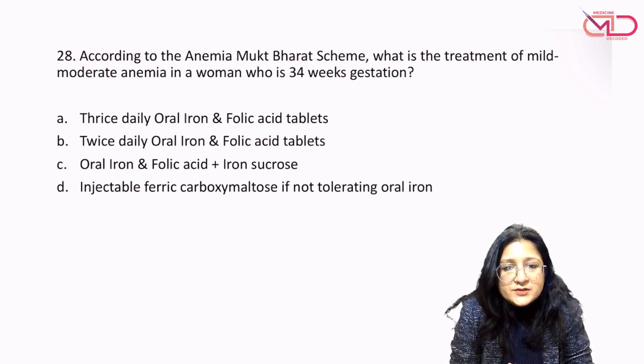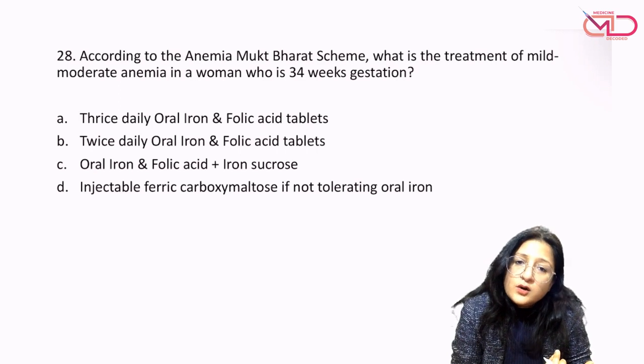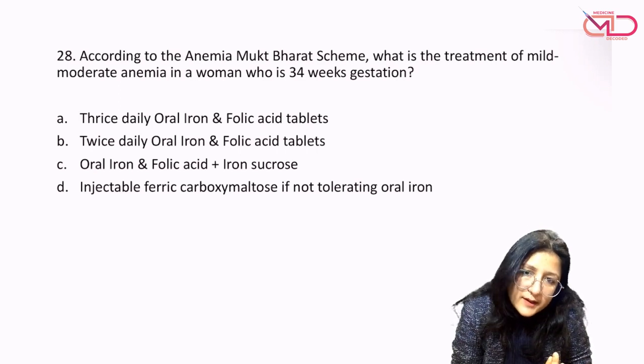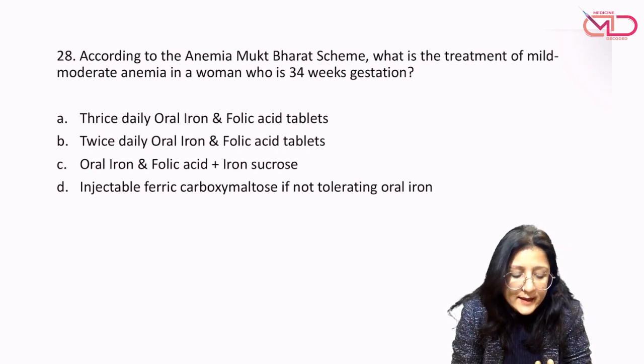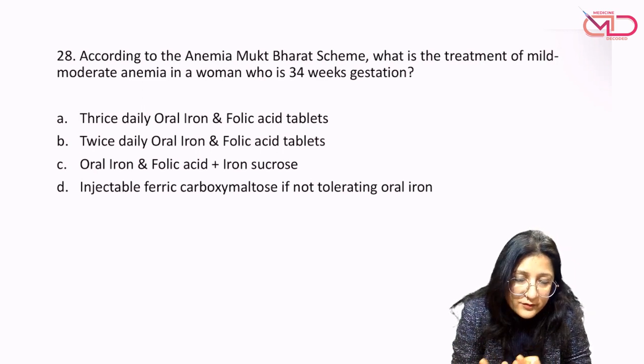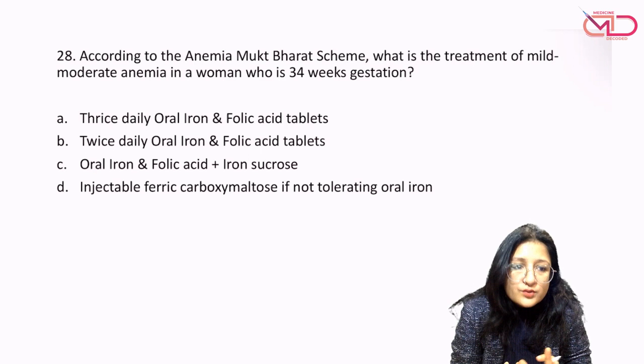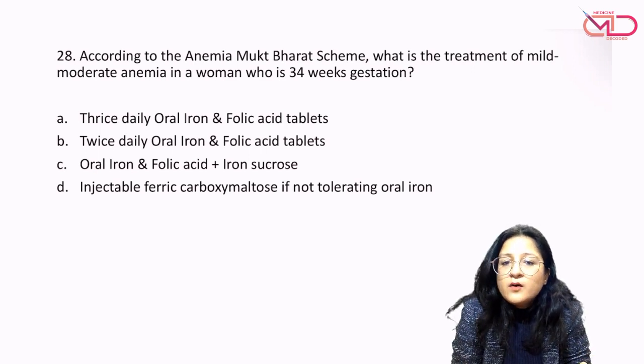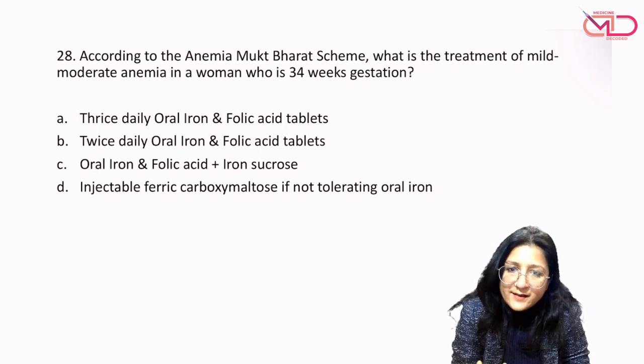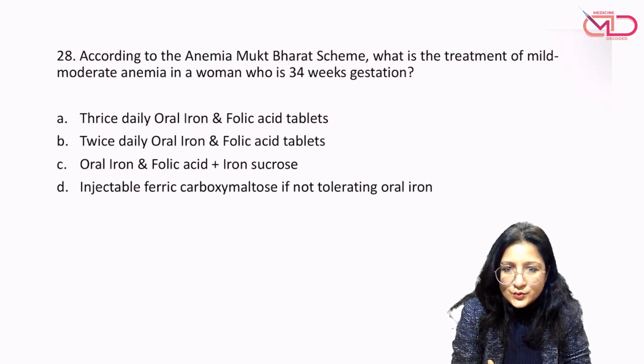The two indications are, one, if the woman is not tolerating oral iron, to ensure compliance, we have to give, right? Secondly, we prefer it when women are in advanced gestation beyond 34 weeks, so that we ensure that we have given her all the required dosage. Again, technically, it is to ensure compliance only. Right, now let us look at these options.